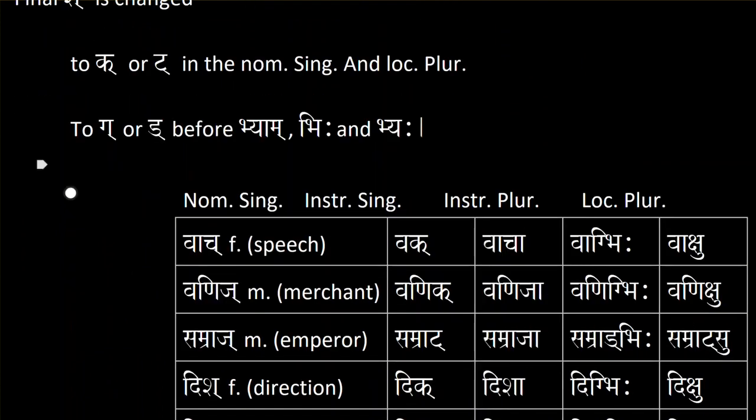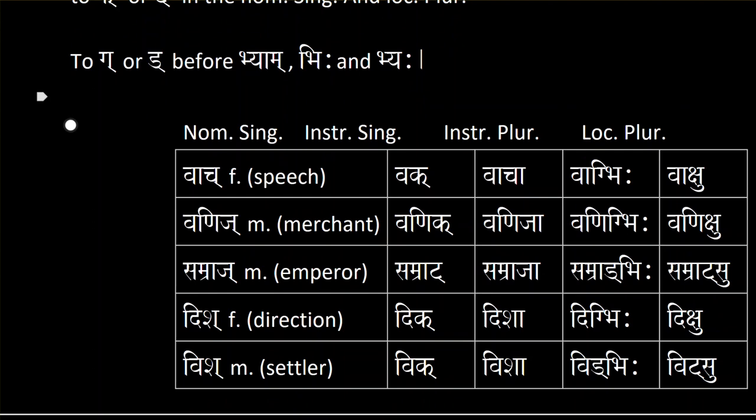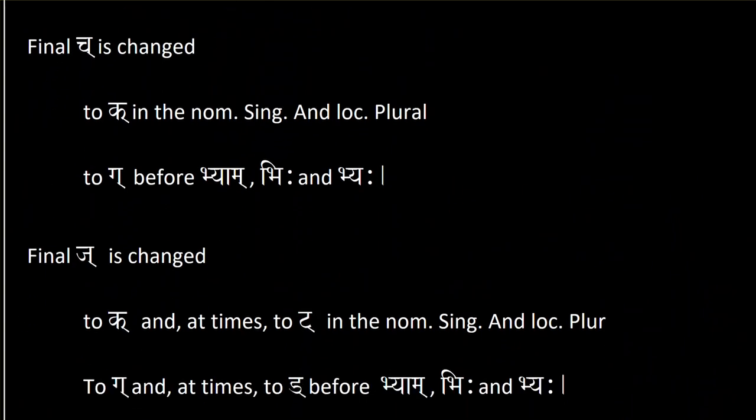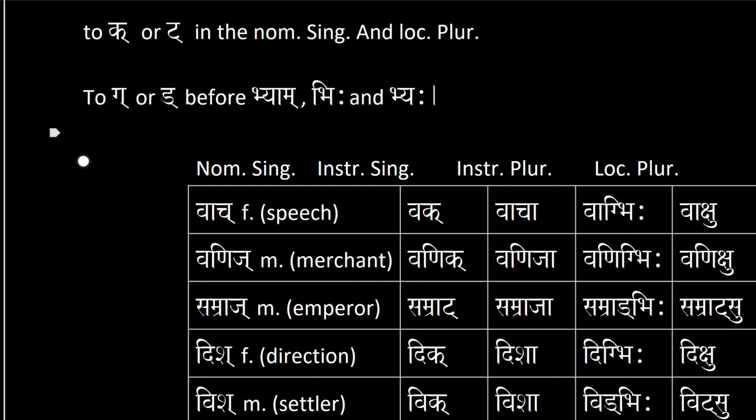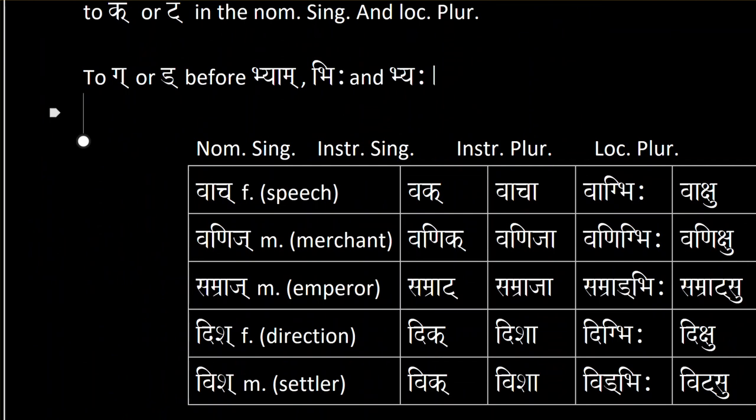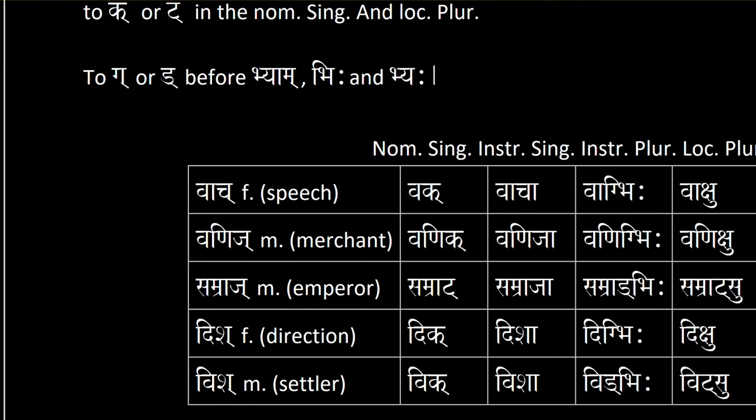So remember vach again. For the instrumental plural, it turns into vag-bhis. Vach changes to vag because first it becomes vak, since it can't end in cha, so the palatals change into ka according to the consonant sandhi rule.